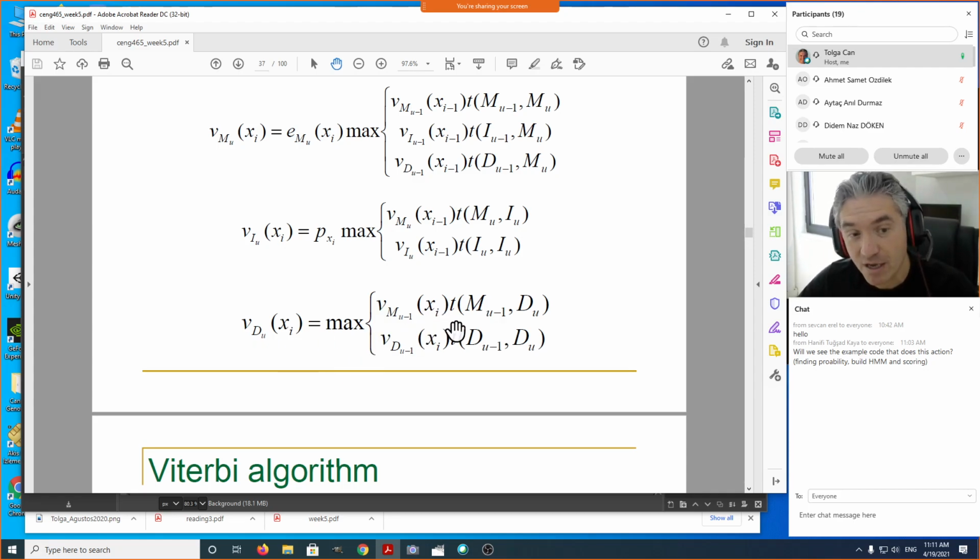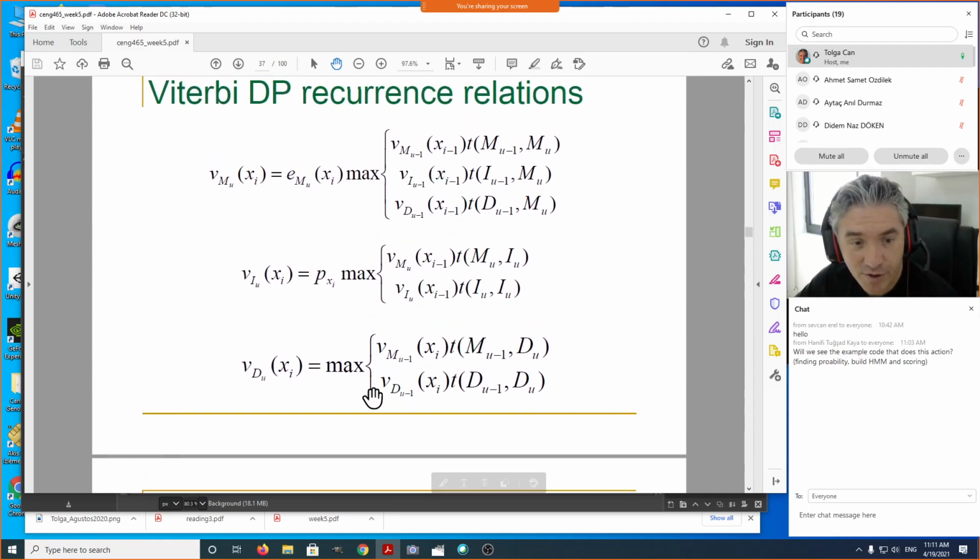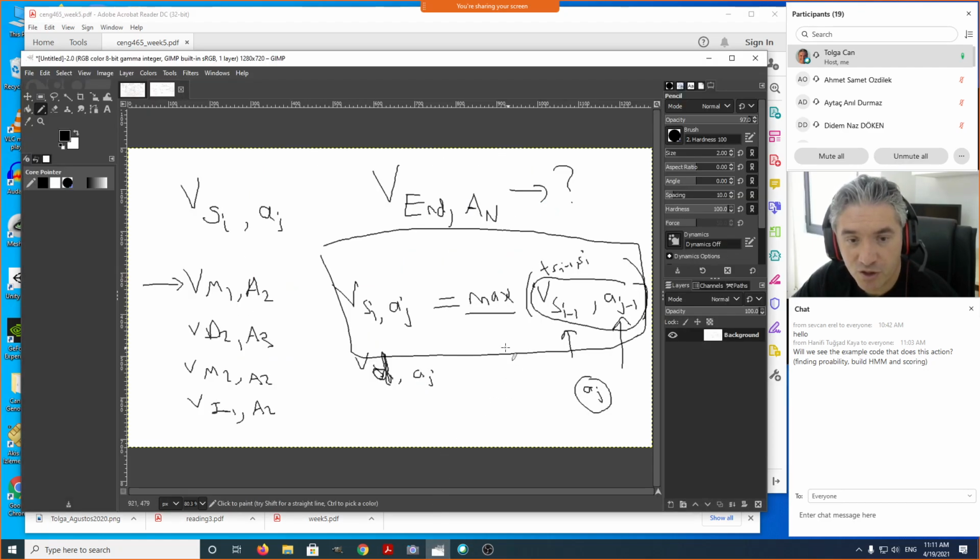That's the main reason. And also, if you look at these equations, the begin state or the end state are not written here, but in general, the general term is just this.